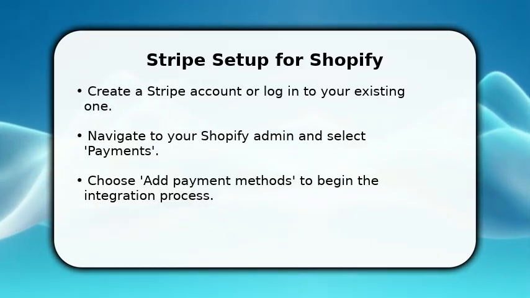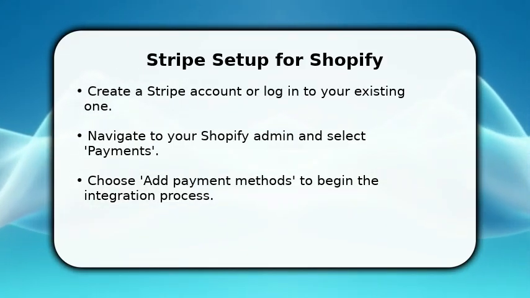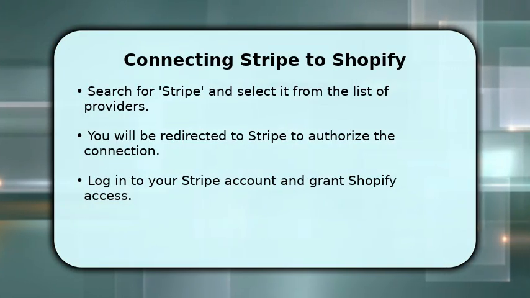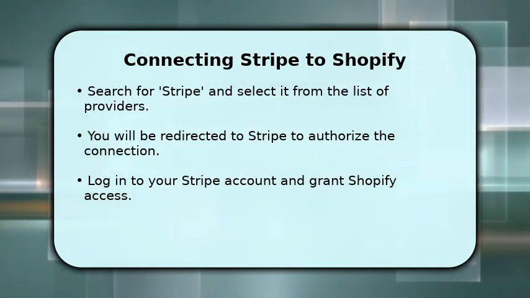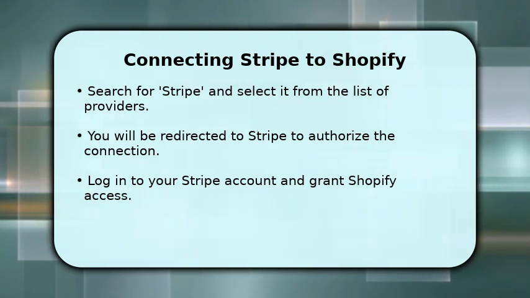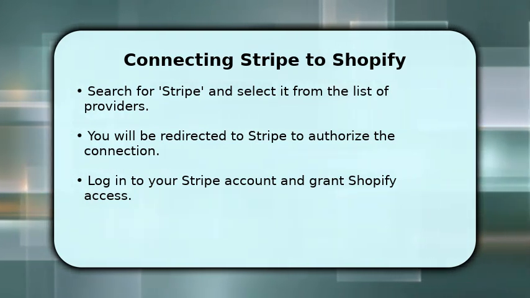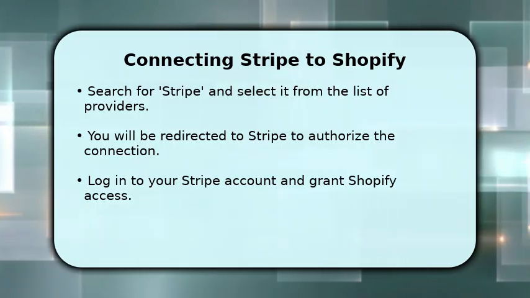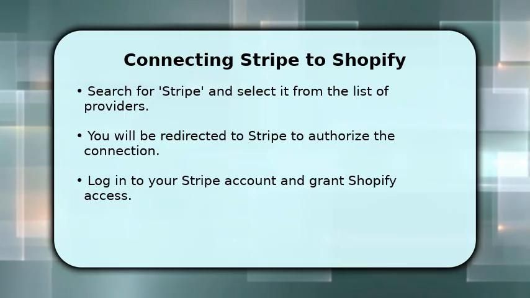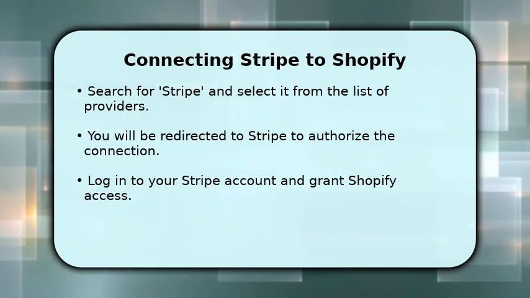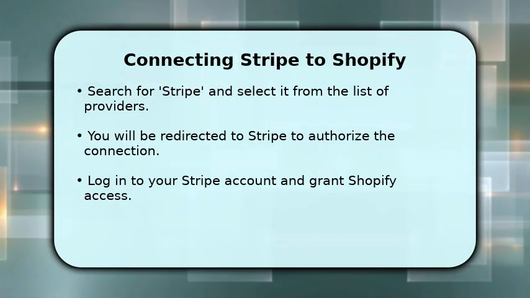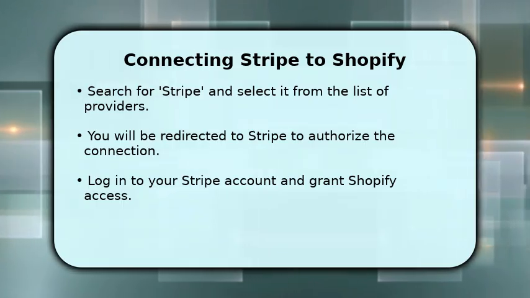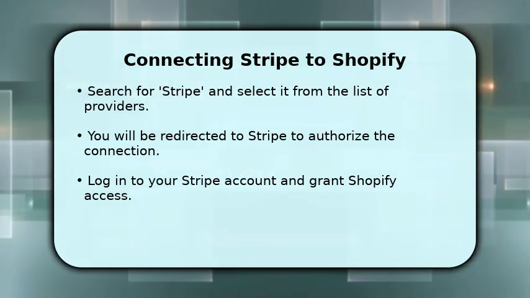Then, select Add Payment Methods to start connecting Stripe. Once you're in the Payment Methods section, search for Stripe in the list of available third-party providers. Select it, and Shopify will redirect you to the Stripe website. Here, you'll need to log into your existing Stripe account or create a new one if you haven't already. Authorize the connection to allow Shopify to process payments through Stripe, linking your account seamlessly.